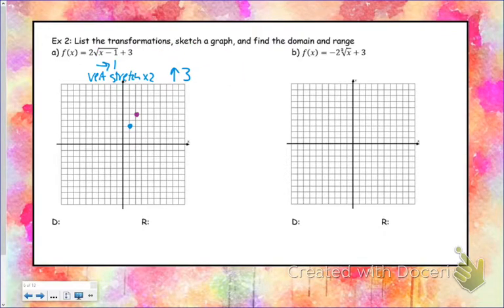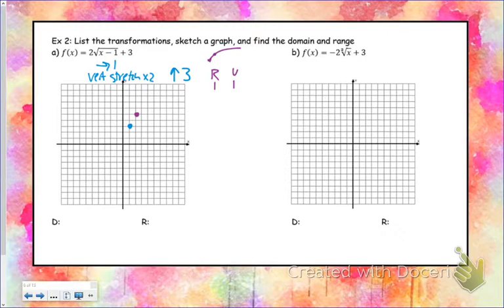The last way that we can use to find this point is we can look at our transformations in relation to that center point. Normally my first point on the parent function, after 0, 0, I usually go to the right 1 and up 1 to get to my second point.